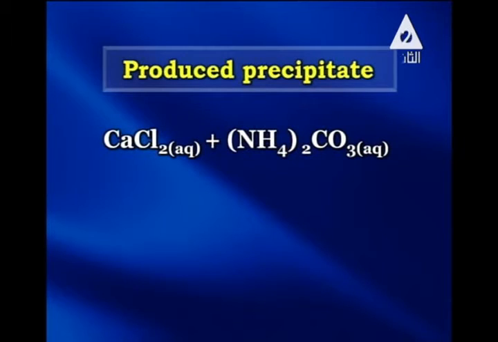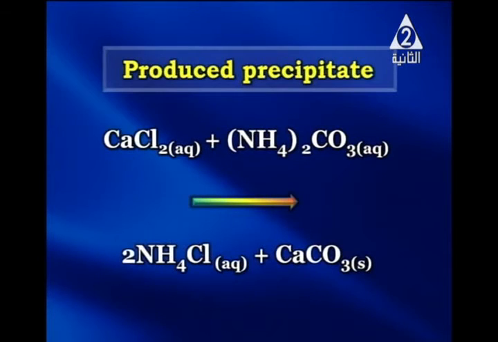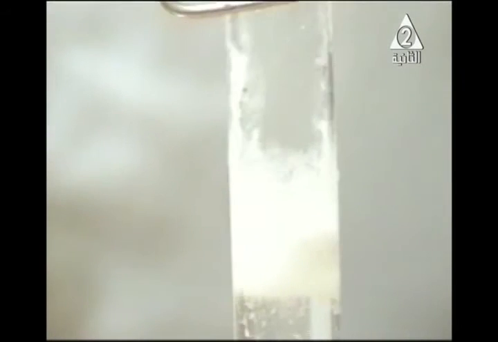As the equation proceeds on the screen, calcium chloride plus ammonium carbonate solution gives ammonium chloride aqueous solution and white precipitate of calcium carbonate, as the following animation shows. If we add the ammonium carbonate solution to the salt solution of calcium, it gives white precipitate of calcium carbonate.